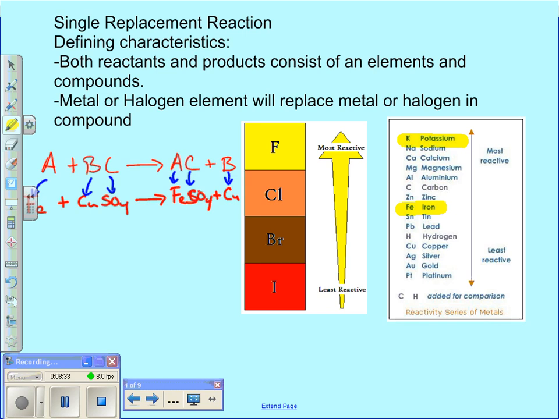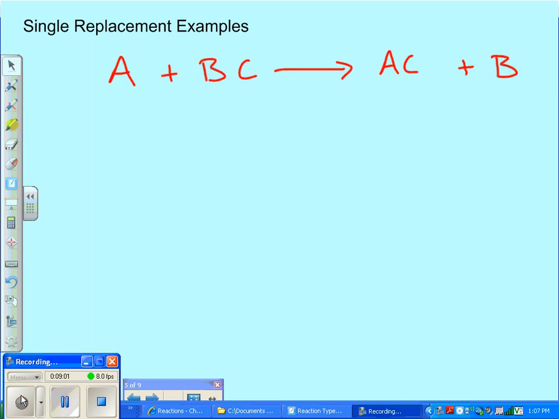So let's take a look at what we just said. We looked at iron here, and it replaced copper. Copper is less reactive, so that we do expect, and we did see that happen in the experiment. Same is true of the halogens. If we go down here, fluorine we would expect to replace any of those halogens. Chlorine could replace bromine and iodine, but bromine could not replace chlorine or fluorine because of their reactivity.